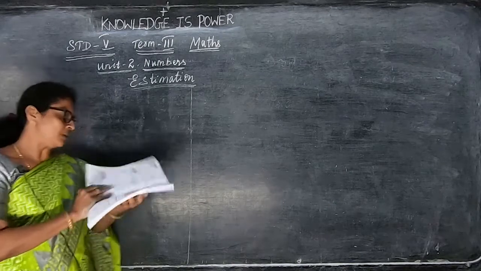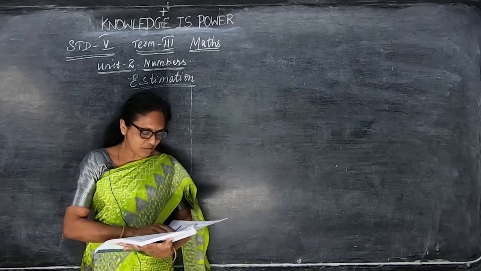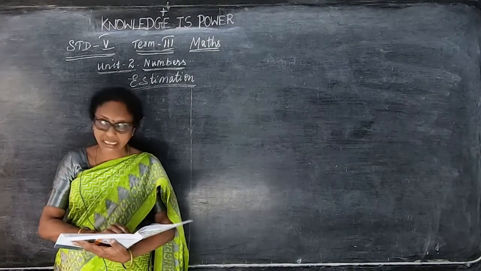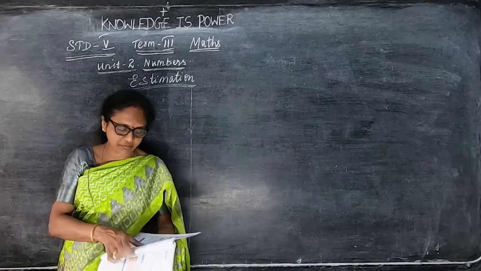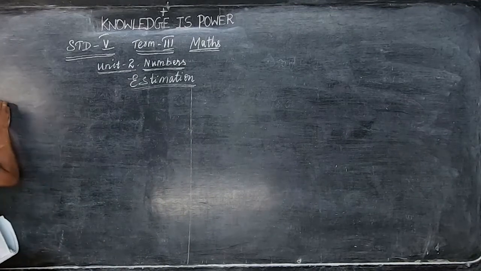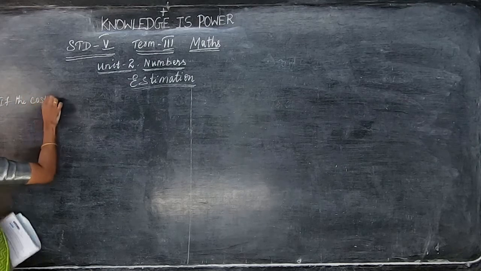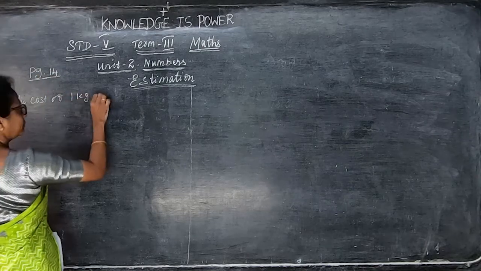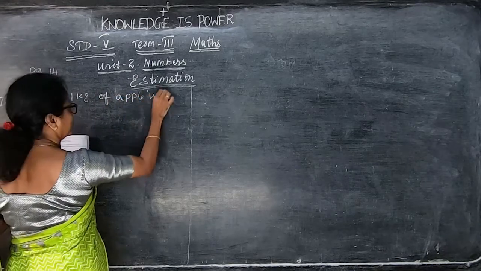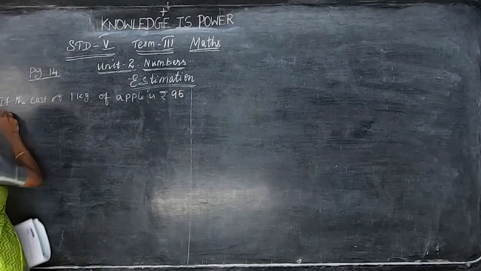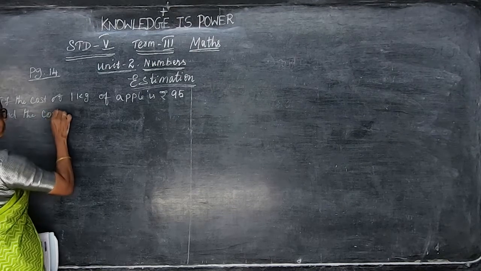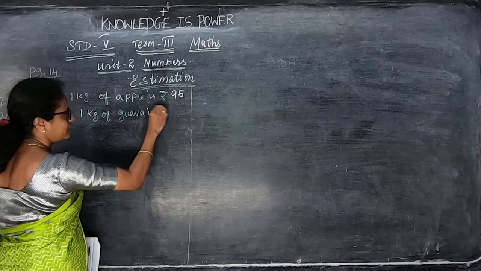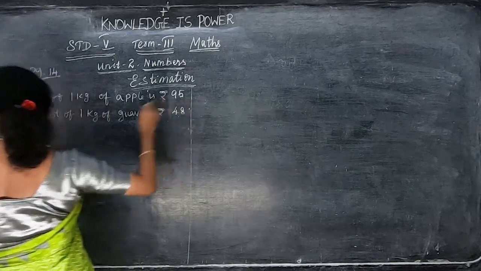In this problem, the cost of 1 kg of apple is rupees 95, and the cost of 1 kg of guava is rupees 48. Then estimate the cost to the nearest ten and find their sum. Sum means add. Also find the difference between the estimated sum and the actual sum.